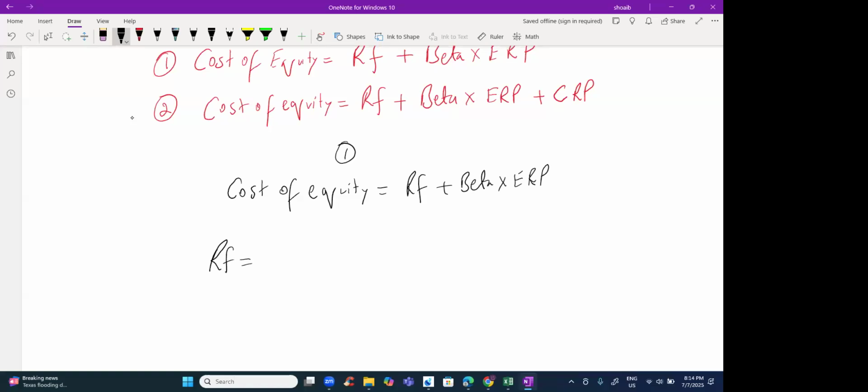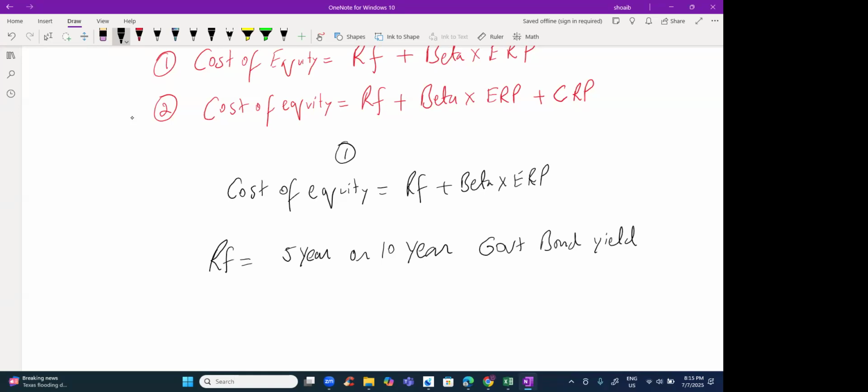Risk-free rate should be either a 5-year or 10-year government bond. For example, if my project life is 5 years, I will take the 5-year bond of Pakistan. And the Pakistan 5-year bond is called PIB, Pakistan Investment Bond. And if my project is of 10 years, I can take the 10-year yield of Pakistan Investment Bond.